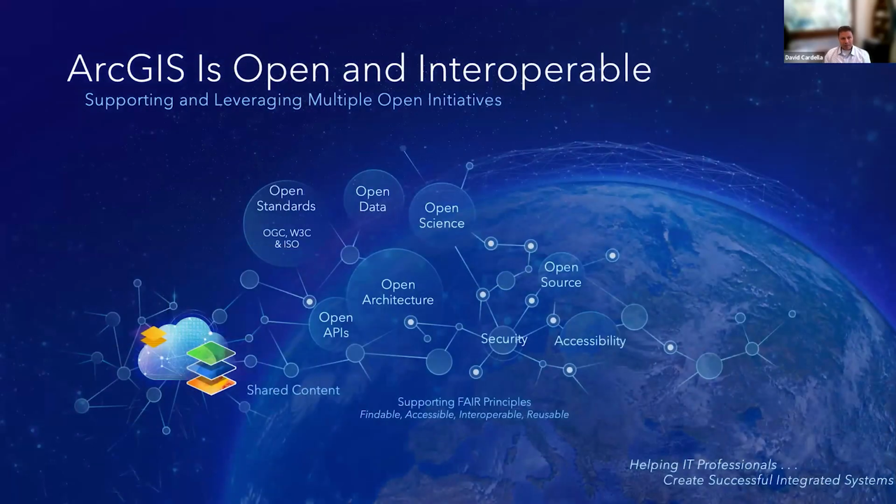ArcGIS itself is open and interoperable. We support many open initiatives and in many ways. For example, we support open standards such as OGC, W3C, and ISO in order to make it easy for you to interoperate with ArcGIS. We've implemented an open architecture so that you can use our services regardless of the framework or the language that you prefer.